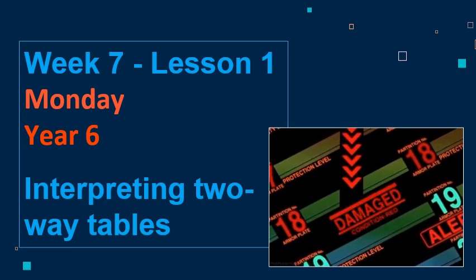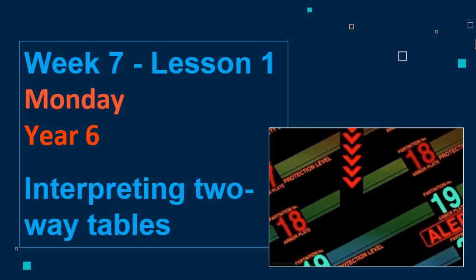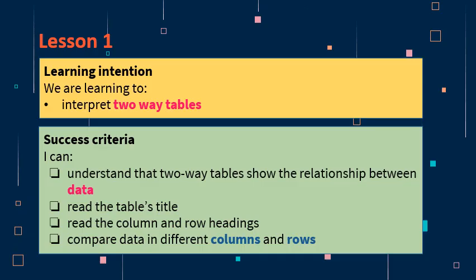Today it's all about data and specifically interpreting two-way tables. To interpret two-way tables, there's a few things you need to do. Firstly, you need to understand that two-way tables are about showing the relationship between data. So we have different types of data, which is just another way of saying information. If you'd like a little bit more of an explanation about data, feel free to watch the year 5 video, but essentially it just means information. We can have data about anything really. You're looking at maybe 2 different types of data in the same table.